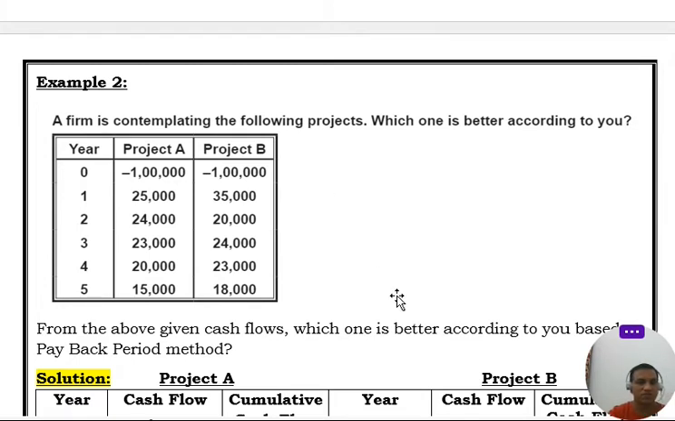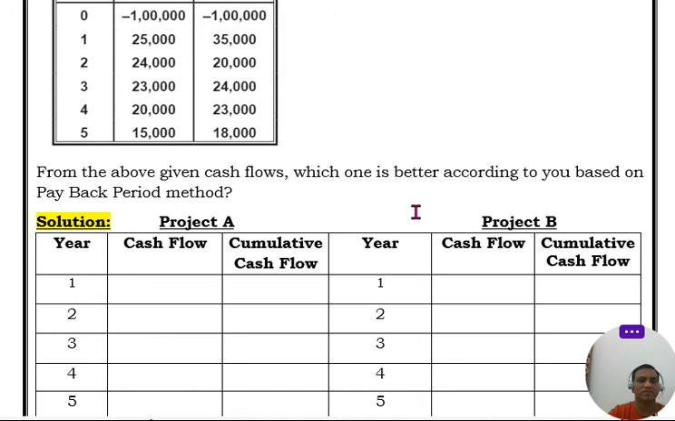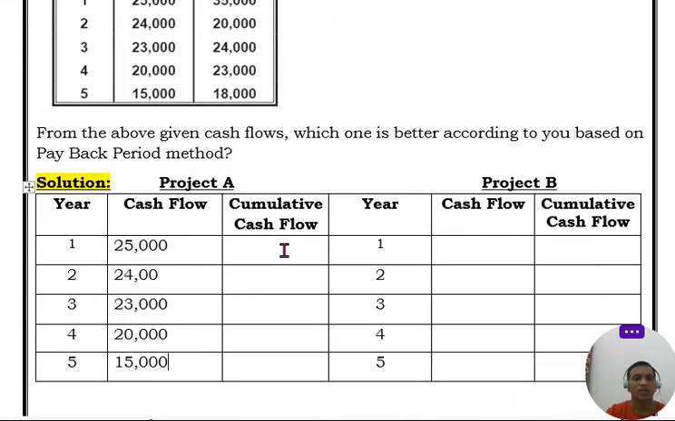So let us start. First, we will calculate for project A. Project A table, cash flow and cumulative cash flow columns. How much are the cash flows? 25,000, 24,000, 23,000, 20,000, 15,000. Now cumulative cash flow.